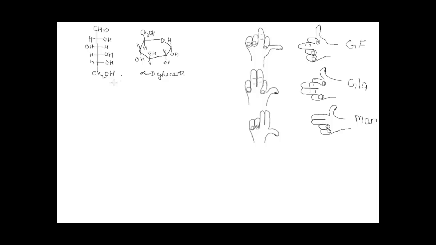And fructose follows the same thing. You can remember the structure of fructose by the middle finger too. Fructose is not an aldehyde, it's a ketone. So you have CH2OH on the top and it comes down, and you have CH2OH on the bottom too.